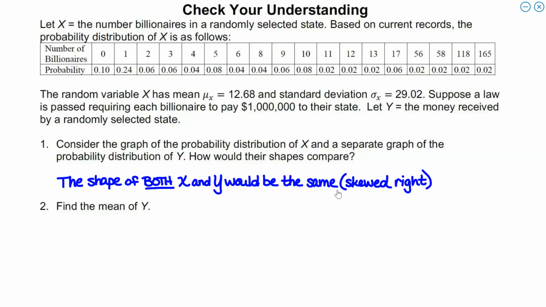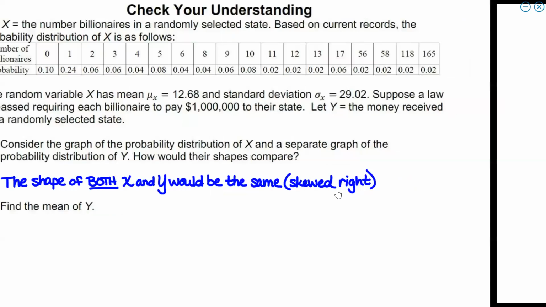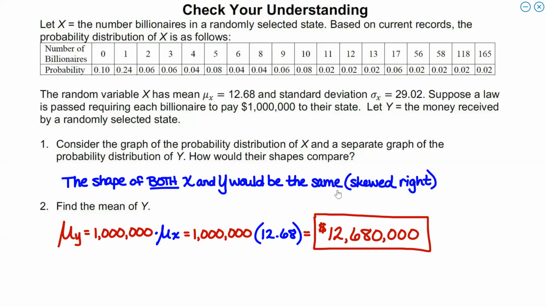What am I going to multiply? If I don't want to find the new number and then multiply all of those and add them all up, what's the shortcut that we just talked about? Yes, I'm going to take the original mean and multiply it by 1 million. So 12,680,000.